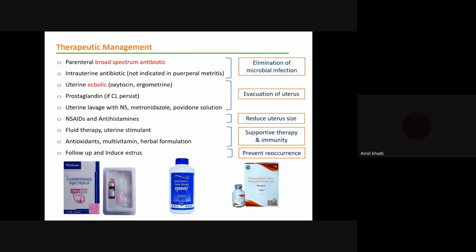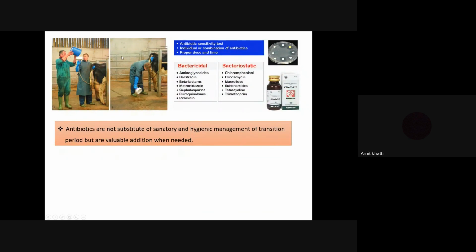So after the recovery, we are supposed to induce or shorten the cycle. And as the animal is induced into estrus, it is supposed to be inseminated. So estrus induction is also a kind of cleaning activity, or we can say boosting the uterine immunity for the animal. So it will be helpful to manage the uterine infection. So this is how we can go for uterine lavage, as you can see.